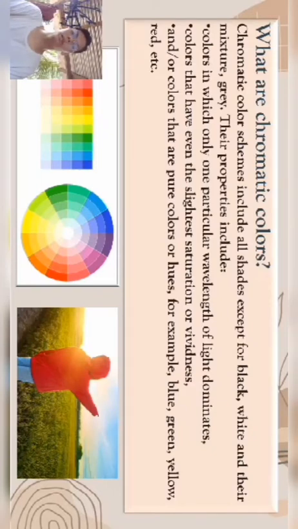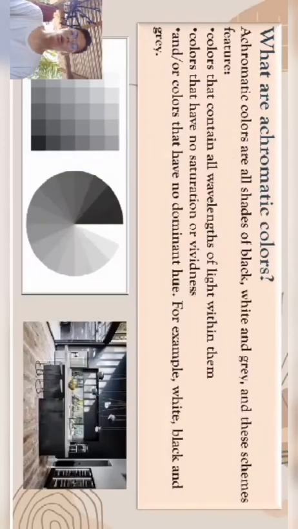Chromatic colors can help create a striking image. They can be found everywhere. While in achromatic color, all the shades of black, white, and gray, this scheme features colors that contain all wavelengths of light within them, colors that have no saturation or vividness, and or colors that have no dominant hue. For example, white, black, and gray.